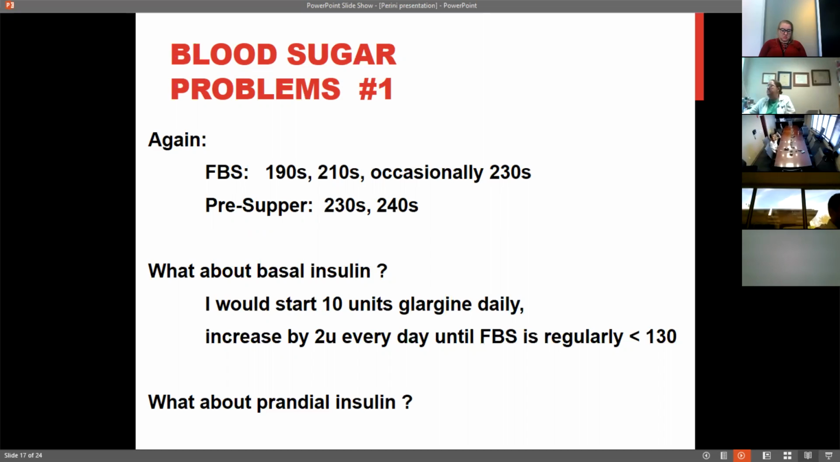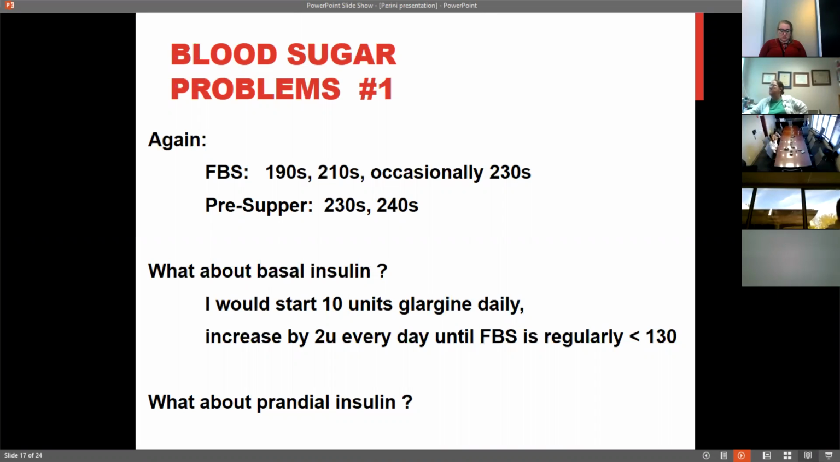But for this person, I would start her on 10 units of Lantus a day, and then I would write down that every day she should check her fasting sugars, and if they're not under 130 yet, then that night she should go to 12 units. And then check her sugars the next morning. Is her sugar under 130 yet? No. Go to 14 units, then 16, then 18, then 20, up by 2 units every day until her fasting sugars are regularly less than 130.